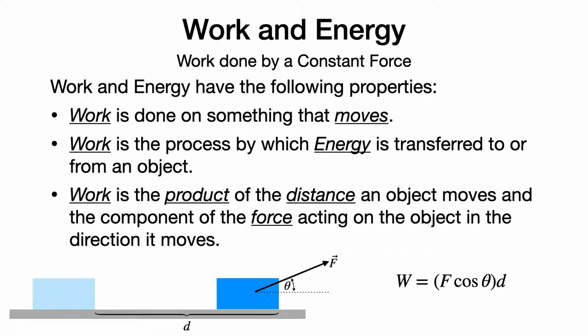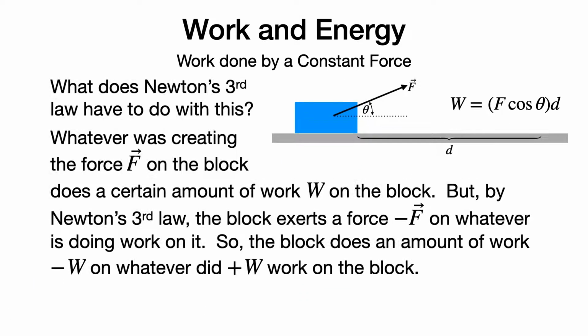So in the example you see, the object moving horizontally will have work done on it by the horizontal component of the force, which is the force times cosine theta. So the total work is force times cosine theta times the distance the object moves. What does Newton's third law have to do with this? Whatever was creating the force F on the block does a certain amount of work W on the block. But by Newton's third law, the block exerts a force minus F on whatever is doing work on it. So the block does an amount of work minus W on whatever did plus W work on the block.